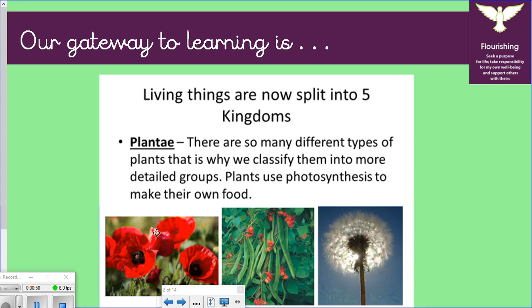is called the Plantae kingdom. Now, there are so many different types of plants. That is why we classify them into more detailed groups. Plants use photosynthesis to make their own food. So you might want to look into some of these words and what they mean if you're not quite sure.